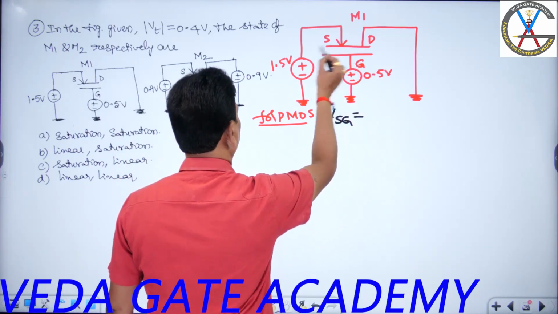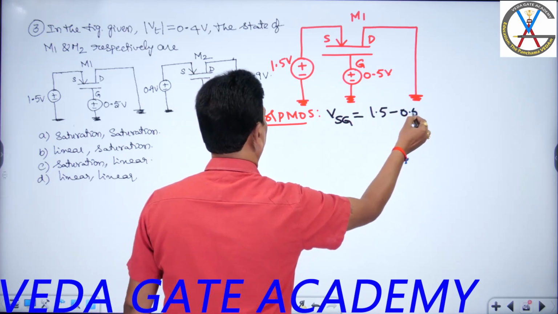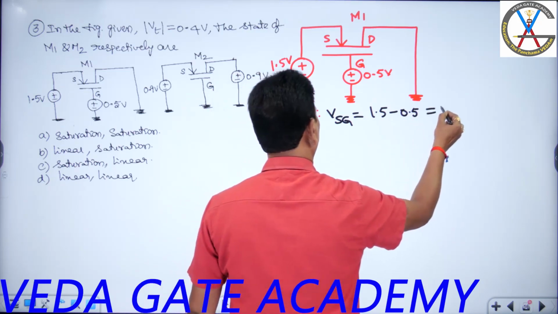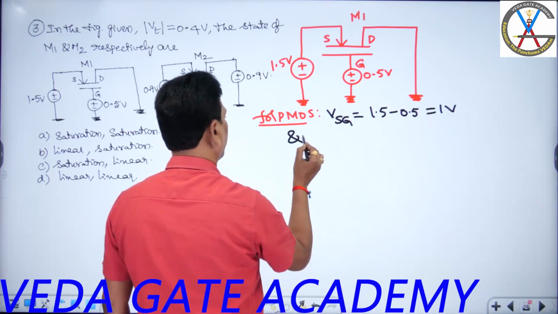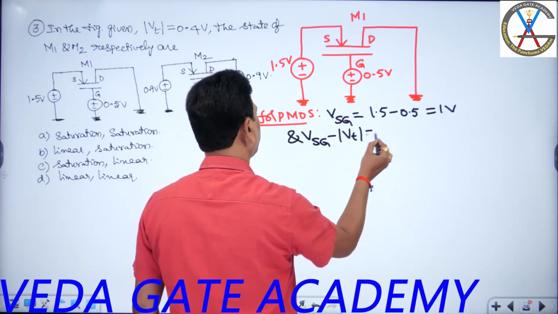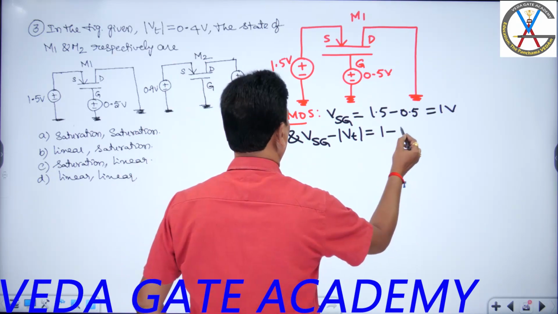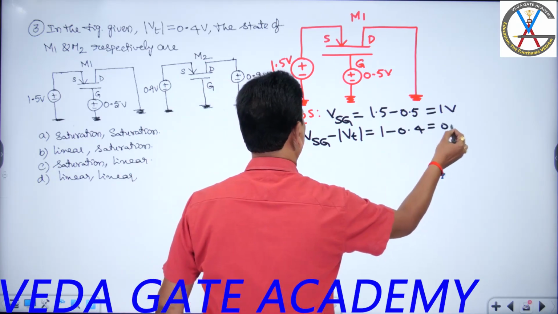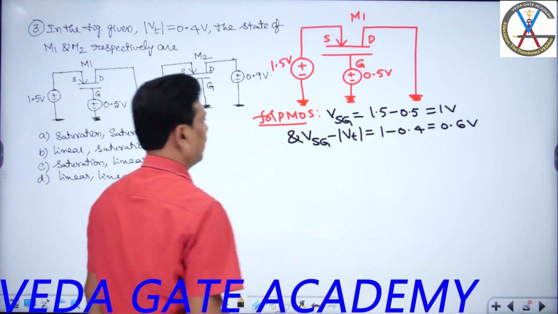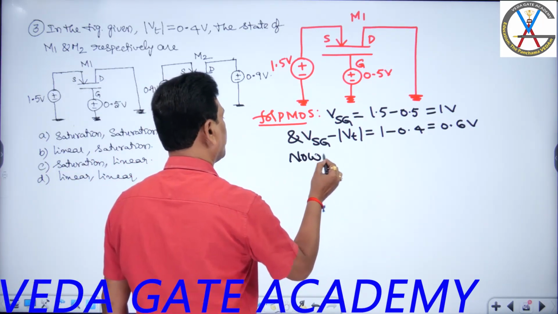VSG equals Vs minus Vz. Vs is 1.5, Vz is 0.5, that equals 1 volt. And VSG minus modulus of Vt, sir: that is 1, modulus of Vt is 0.4, that becomes 0.6. Okay. Now I can go for VSD, students.